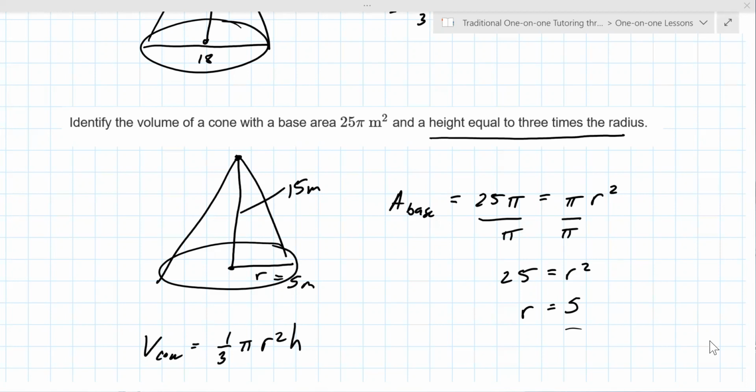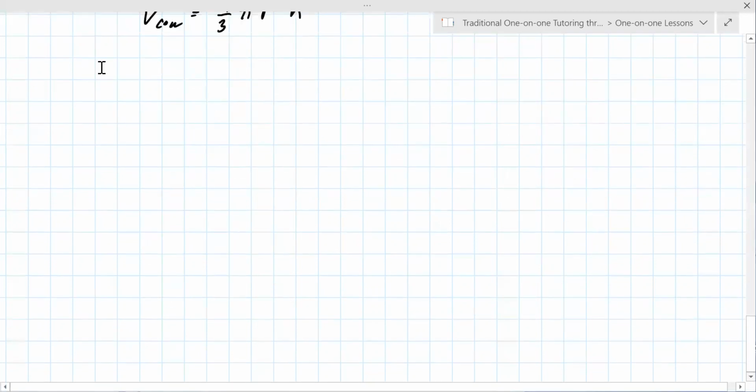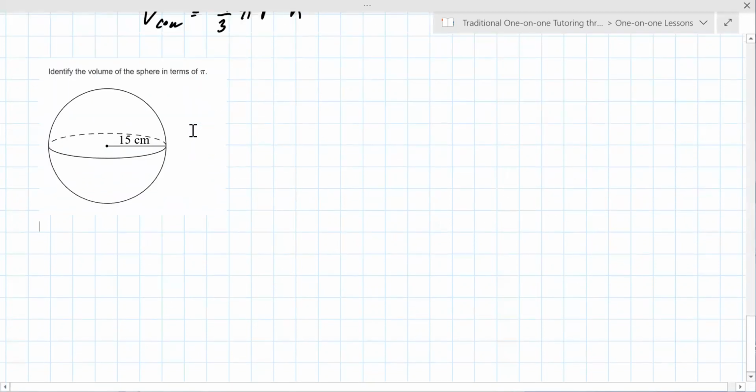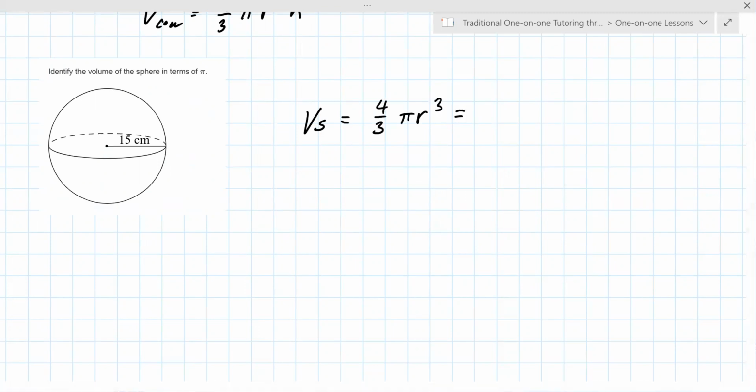Now I've been giving you all the formulas. These are not formulas that are hidden. They're very, very well known. The volume of a sphere is 4/3 pi r cubed. Okay, so the radius here is 15.